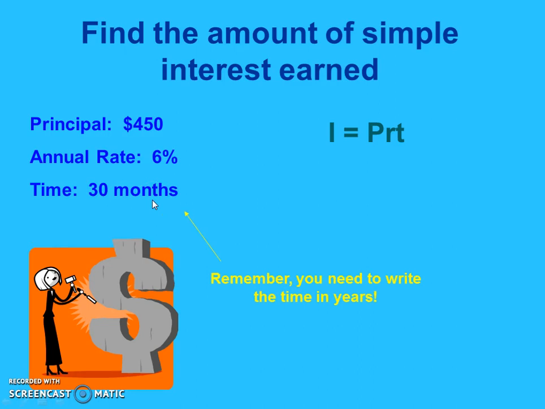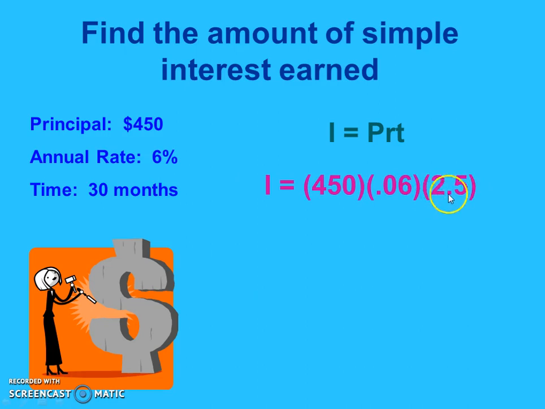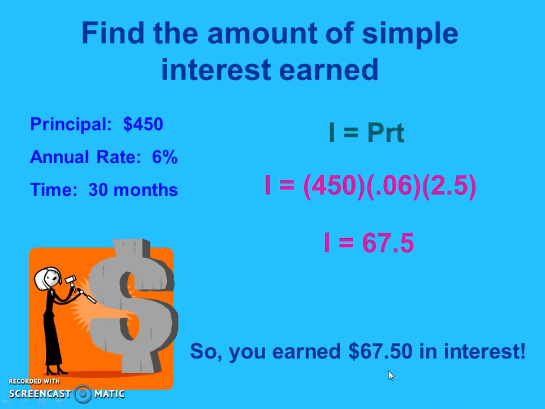So I need you to think about, how do you change that over to number of years? Think for a minute. Hopefully you're thinking if there's 12 months per year, then that's 2 full years plus an extra 6 months, which is half a year. So we're going to plug that in as 2.5 years. So I've got the 450, the 0.06, which is my percent rewritten as a decimal, and my time in terms of years. Multiply all of that together, and I get 67.5, which means I've earned $67.50 in interest. And again, that's on top of the $450 that we started with.